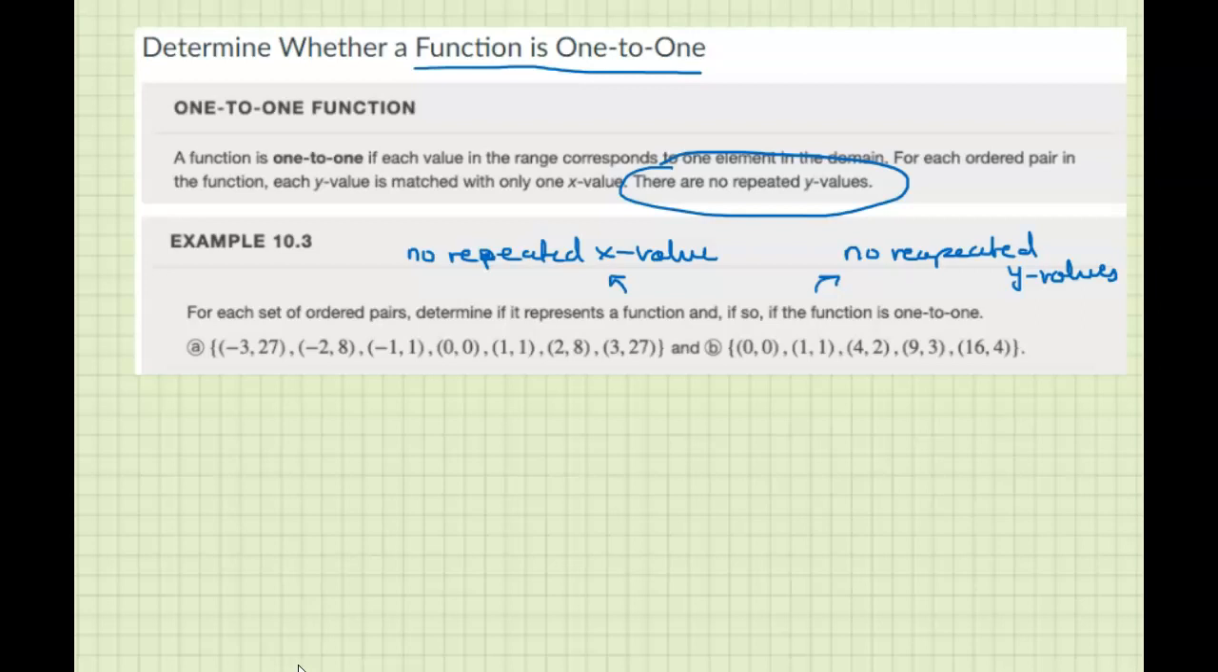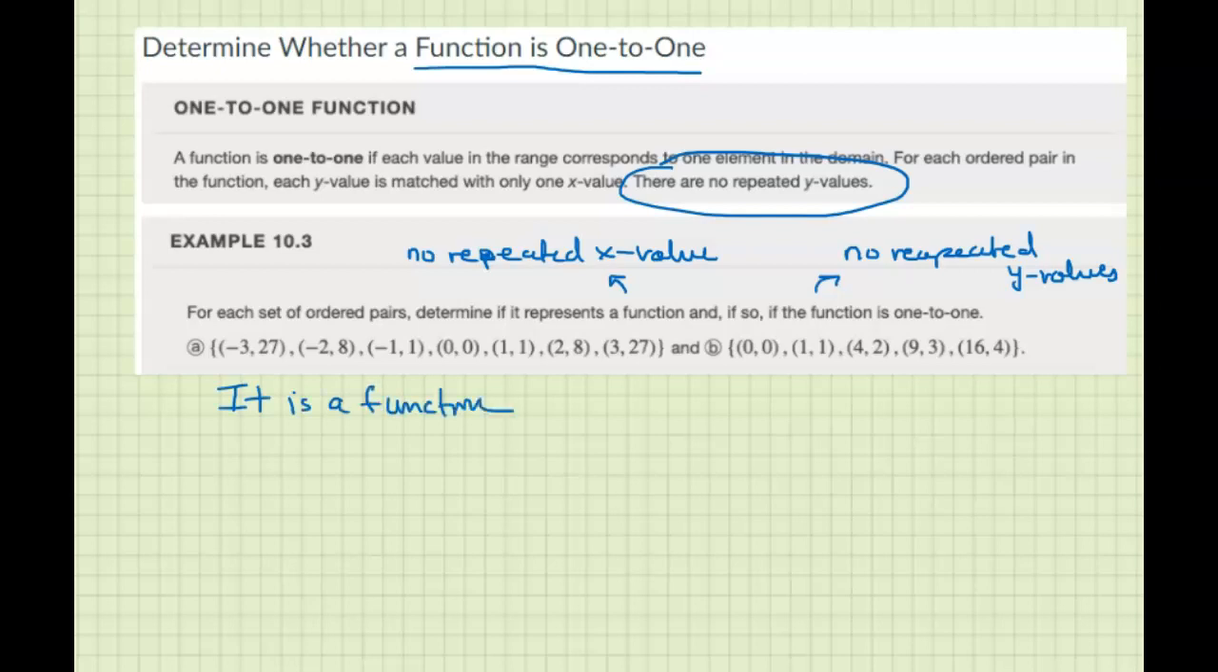If it doesn't pass the test for being a function, you stop there and say, oh, it's not a function, and you don't check to see if it's one-to-one or not. Okay, so part A, first look for repeated x values. So I have -3, -2, -1, 0, 1, 2, 3. None of the x values repeat. So you say, this is a function. It is a function.